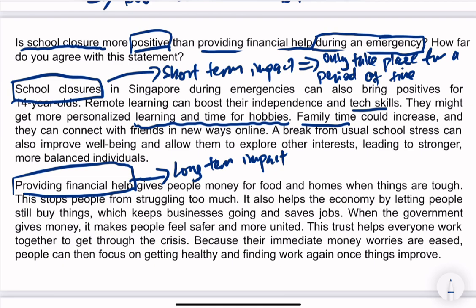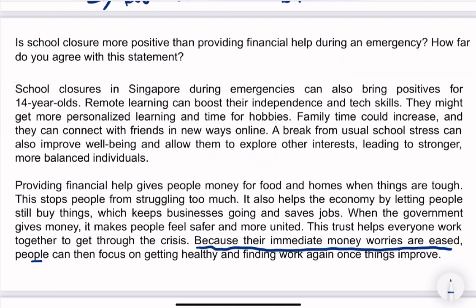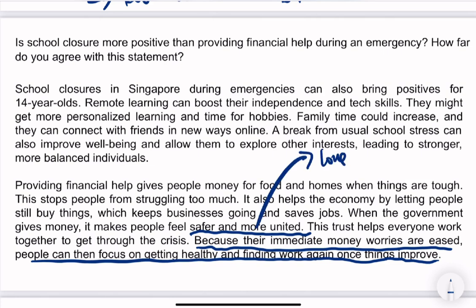However, this is a long-term impact because if you look at this here, because immediate money worries are eased, people can focus on getting healthy and find work once things improve, okay? People will feel safer and more united here. So if we take a look at this, we can see here that this is a longer term impact. Because it's not just simply about giving you money now and that's it.